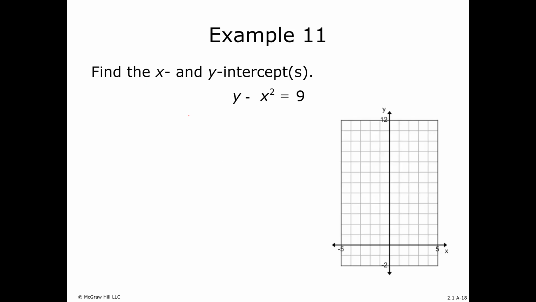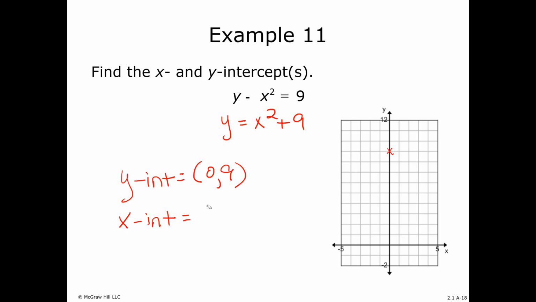Now we're going to look at the equation and find the x and y intercepts. So for this equation, I'm just going to go ahead and get y by itself. So if you put in 0 for x, you get y equals 9. So 0, 9 is your y-intercept. So for your x-intercept, you're going to put in 0 for y. And when you do that, you're going to get 0 equals x squared plus 9, which means that x squared would have to equal -9, which is not possible. So this graph does not cross the x-axis.